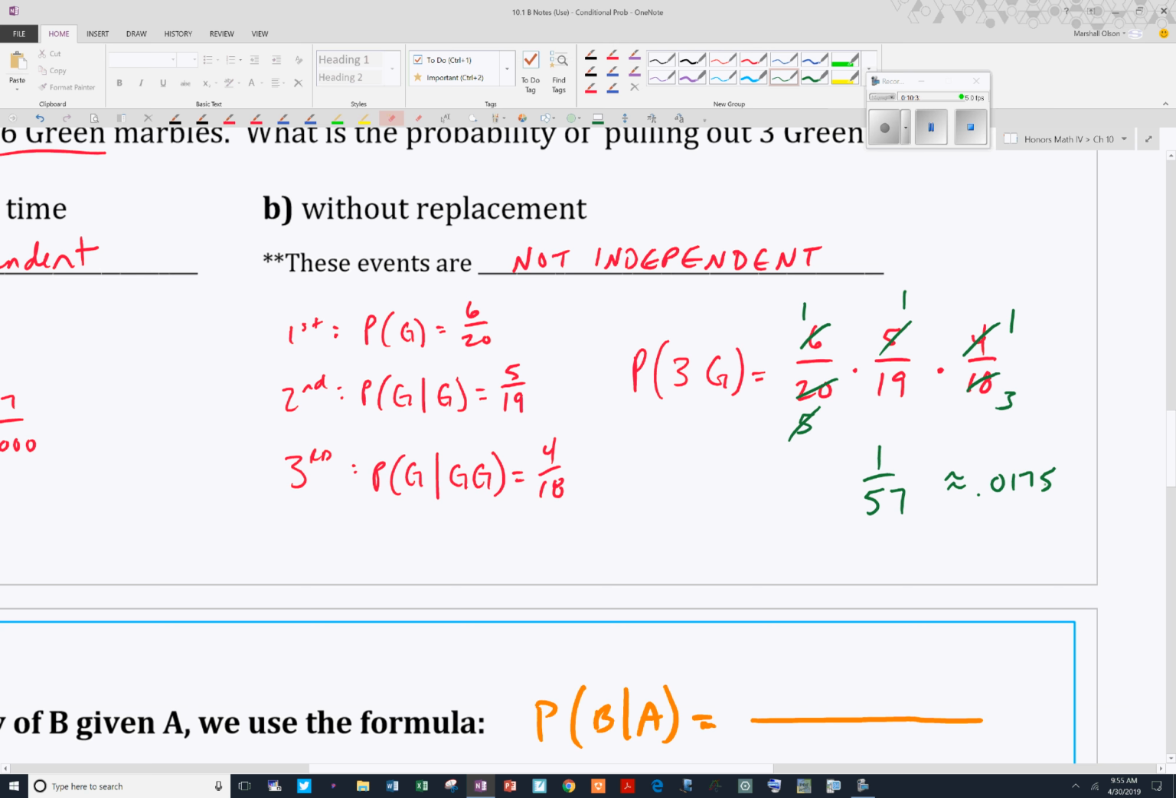Any questions on that? Okay, so here's the deal. I did that because it's one of the most simple examples of conditional probability that you could have. Just drawing without replacement. Okay.